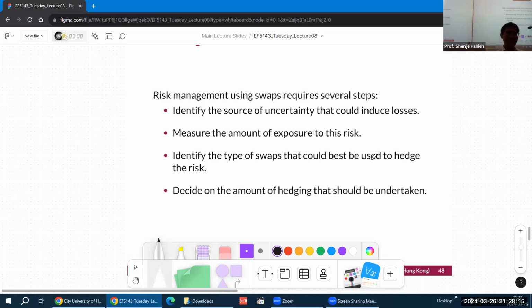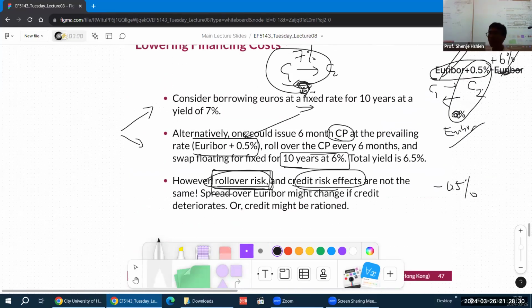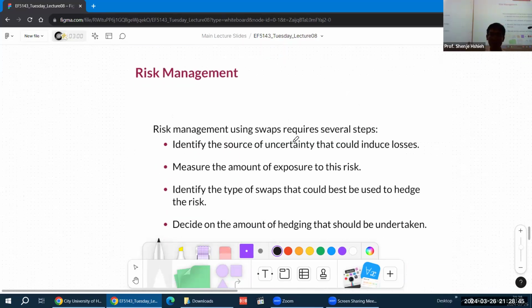But in an imperfect world, things are not always like that. So if you want to boil down risk management to a single sentence, it's just about pinpointing exactly the kind of risk that your company or your institution wants to take on. In the example I gave you, if you're not okay with rollover risk, then you probably shouldn't take on that 6.5% borrowing rate because it may not be sustainable in the long run. If you want something safer, you might take the 7%. So it's important to know exactly the kind of risk you're willing to take on, and that's what risk management is about.